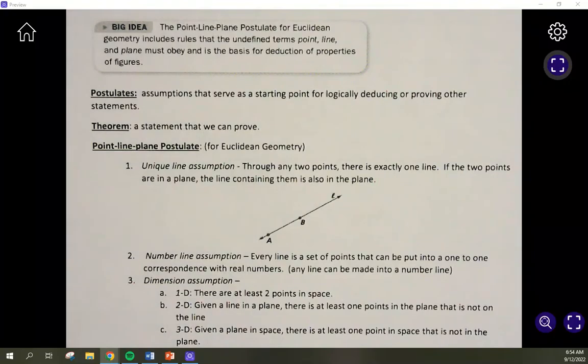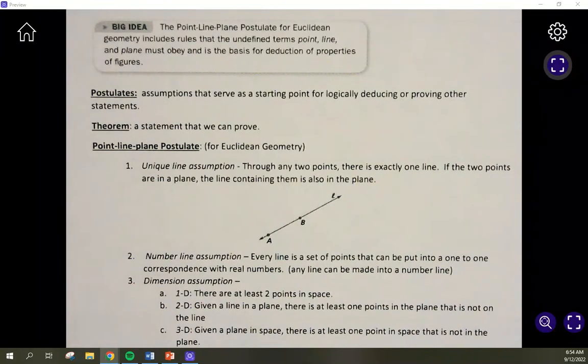So the big idea today says that the point line plane postulate, which we'll talk about specifically for Euclidean geometry, we've talked about different types of geometry, includes rules that the undefined terms point, line, and plane must obey, and is the basis for deduction of properties of figures. So lots of complicated words there, but we will sort through that here as we go.